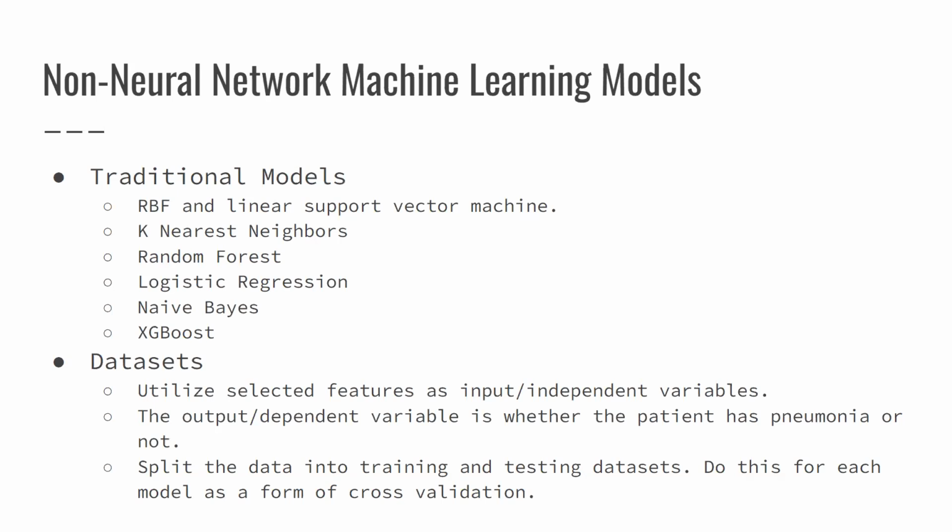And instead of using a neural network model, I'll be using traditional machine learning models, such as support vector machine, k-nearest neighbor, random forest, logistic regression, naive Bayes, and XGBoost. Now, as for the data sets, I'll be utilizing selected features as the input independent variables. The output dependent variable, what the model is actually predicting, will, as before, be whether the patient has pneumonia or not.